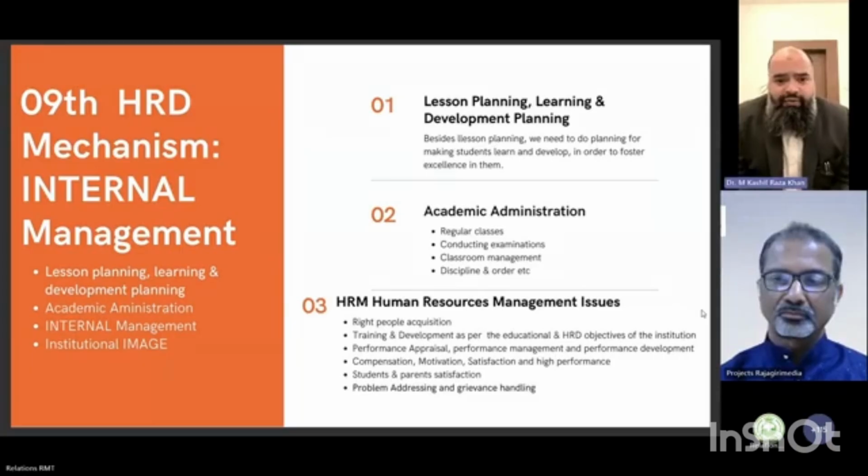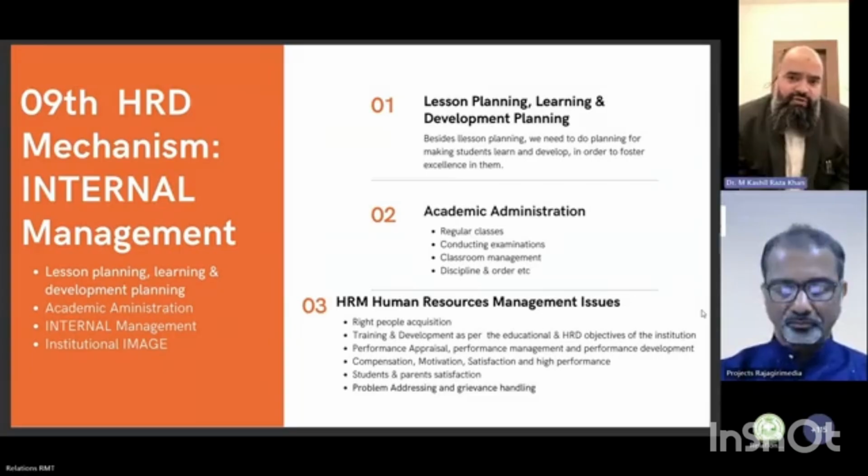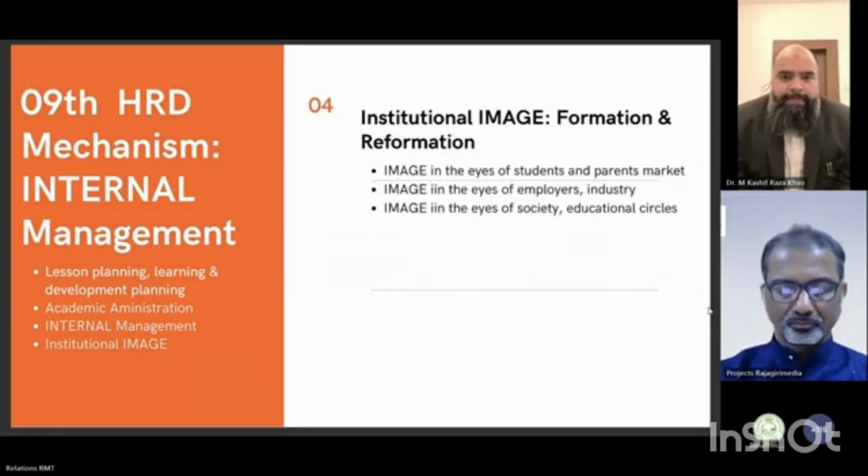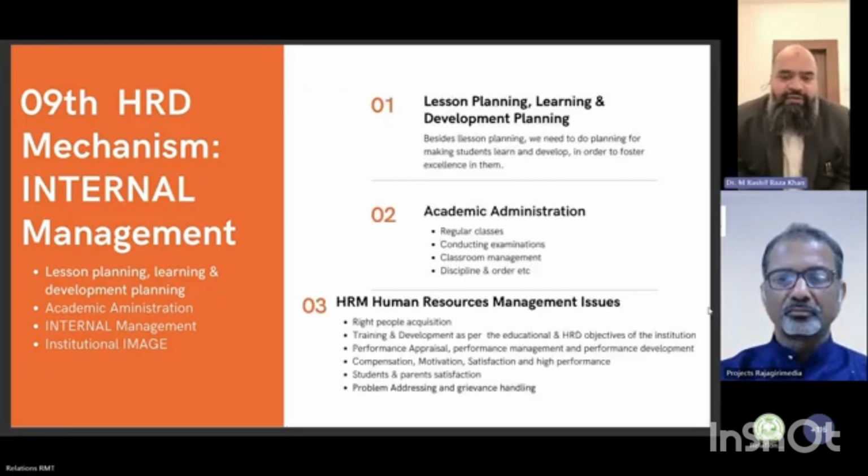The second point from HRM is, please check the next slide if it is mentioned there also. No, please go back to that slide.